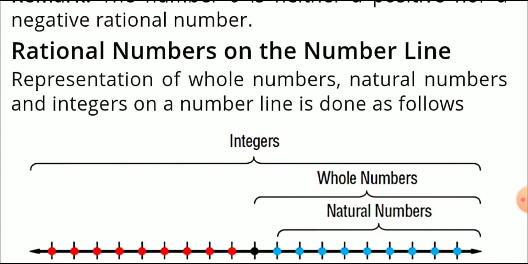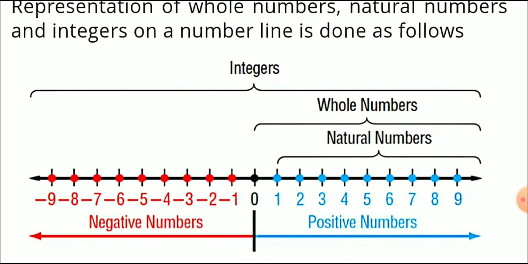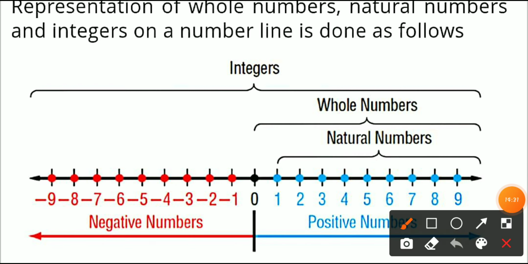So, rational number on the number line. Representation of whole numbers, natural numbers and integers on a number line is done as follows. If we talk about the natural numbers, we start making the natural number line from 1, which is represented in the blue dots. The whole number is the collection from the 0, so we always start making the number line from 0 to infinity.